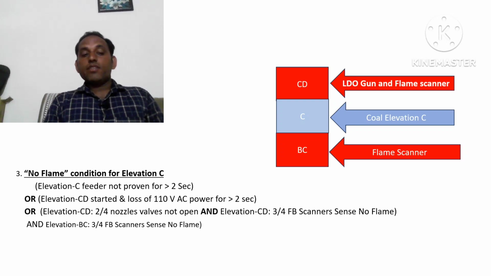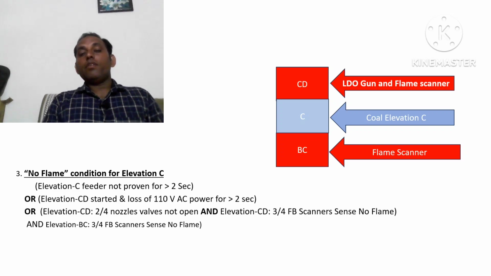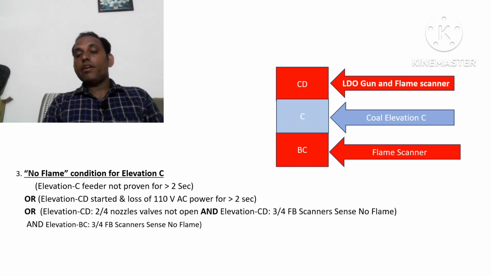Or elevation CD 2 out of 4 nozzle valves open and elevation CD 3 out of 4 fireball scanners sense no flame, and elevation BC 3 out of 4 fireball scanners sense no flame. It means that if fewer than 3 LDO guns are in service at the CD elevation, in that case CD elevation 3 out of 4 fireball scanners sense no flame, and also check that BC elevation 3 out of 4 fireball scanners sense no flame. If this condition arises, it votes for no flame.